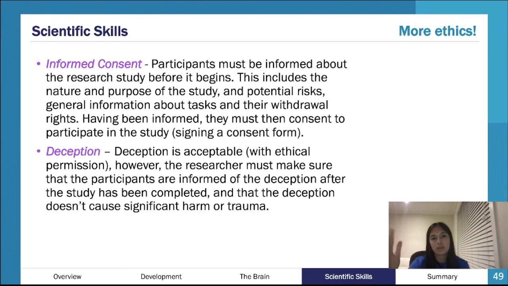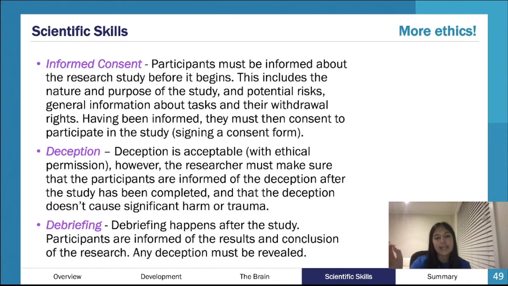So deception can obviously be a little bit distressing and things like that. So you have to get explicit approval from the ethics committee to use deception in your study. And then debriefing. So that idea of revealing deception. But even in experiments that haven't involved deception, debriefing is just going over the results and letting everybody know what happened in the research, what the future findings might be and stuff like that.